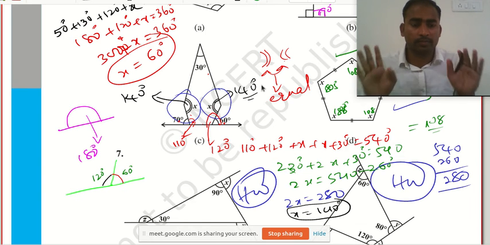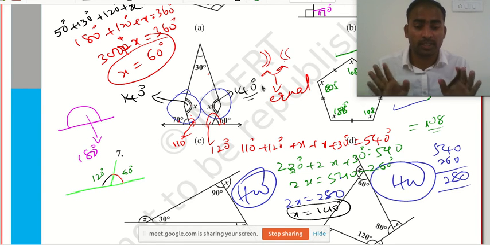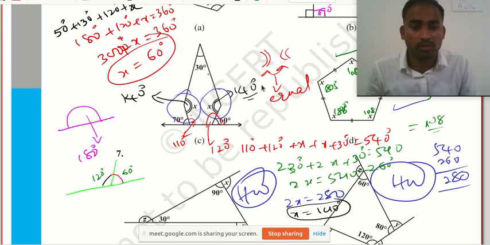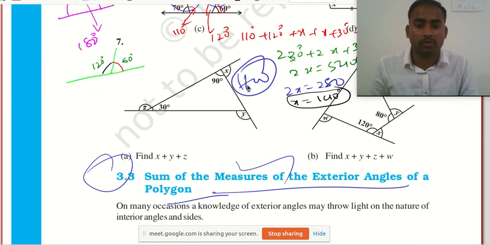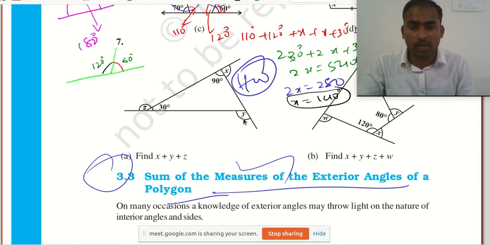Everyone understood now? The students who are present in this class, everyone understood? Very good. So next, we need to find the value of this y, the value of this z, and the value of x. Please tell me, what is the value of x?